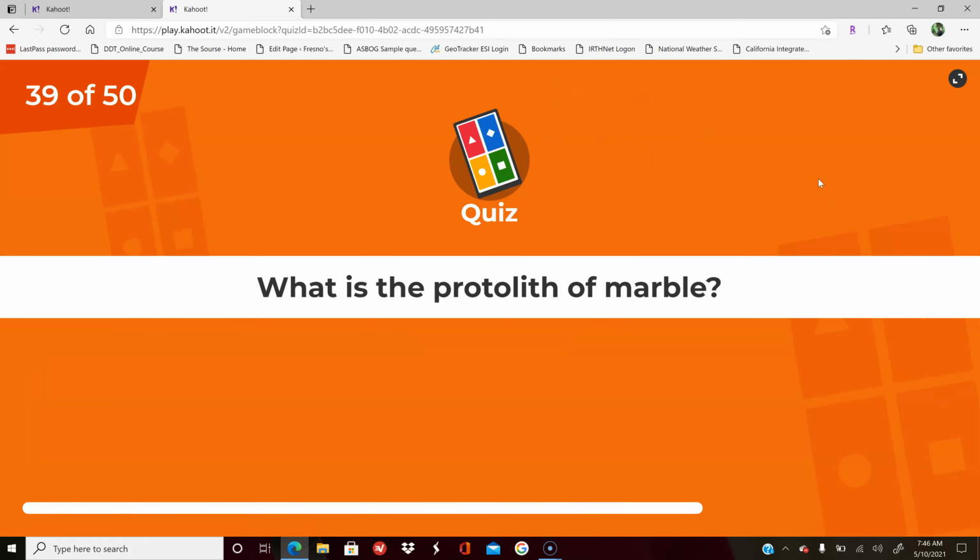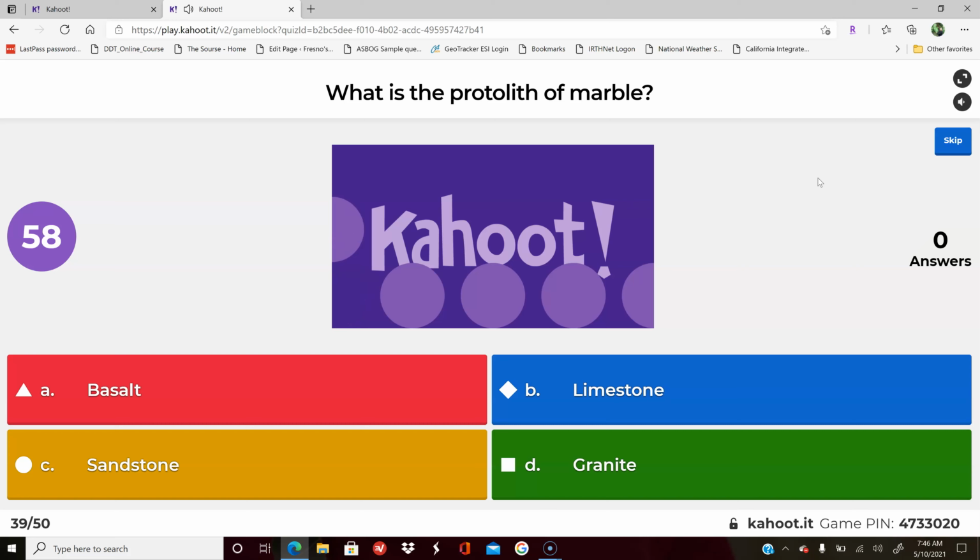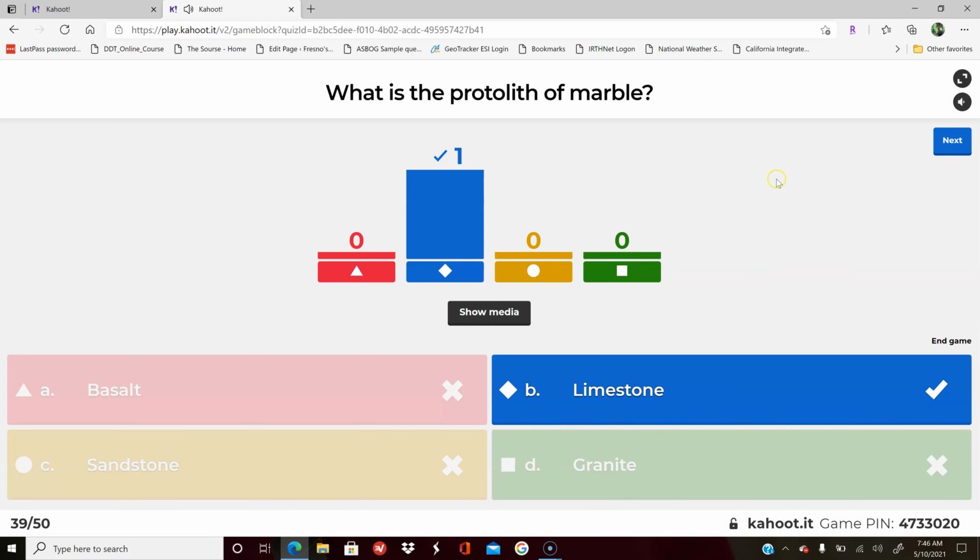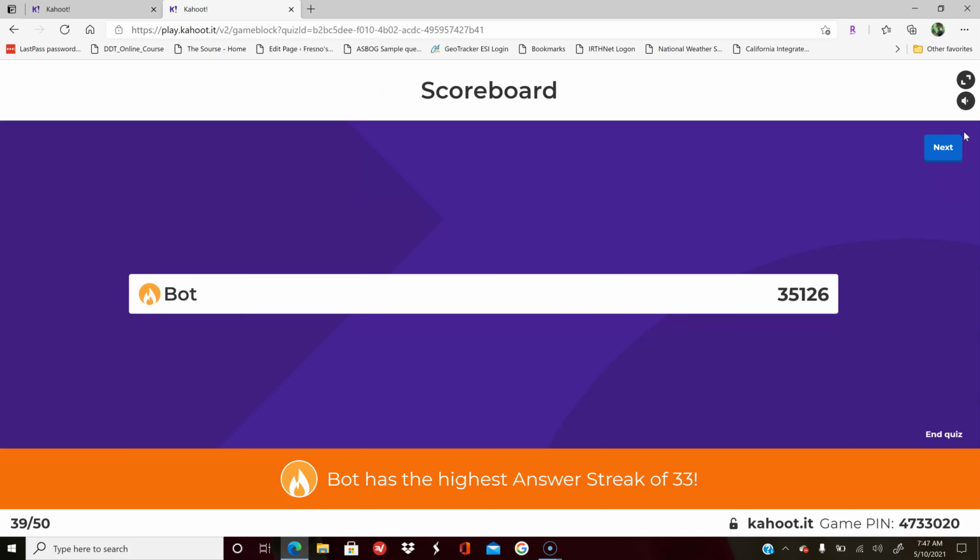What is the protolith of marble? So it's the parent rock of marble. Is it basalt, limestone, sandstone, or granite? That would be limestone. Limestone has a lot of calcium carbonate in it, which will react with acid. When you compress that, the chemicals can sometimes linger, and that is resulting in the marble. And the marble still has calcium carbonate in it, so if you put acid on it, it will react as well. So marble's protolith is limestone.